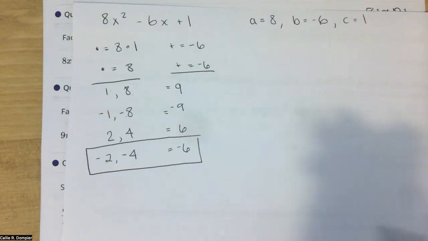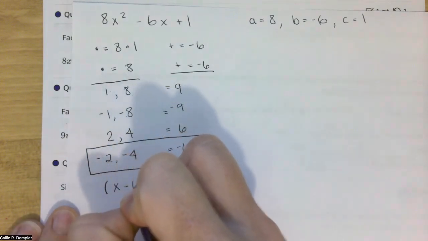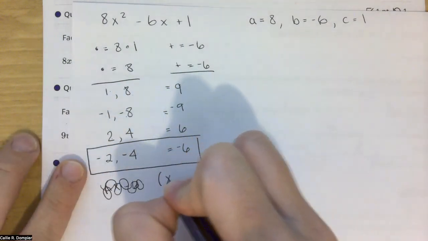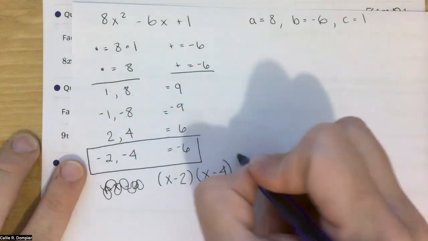If I do with this what we've been doing with the other ones, where I just say my answers are -2 and -4, so I'm going to say x minus 2 times x minus 4. Will that work?